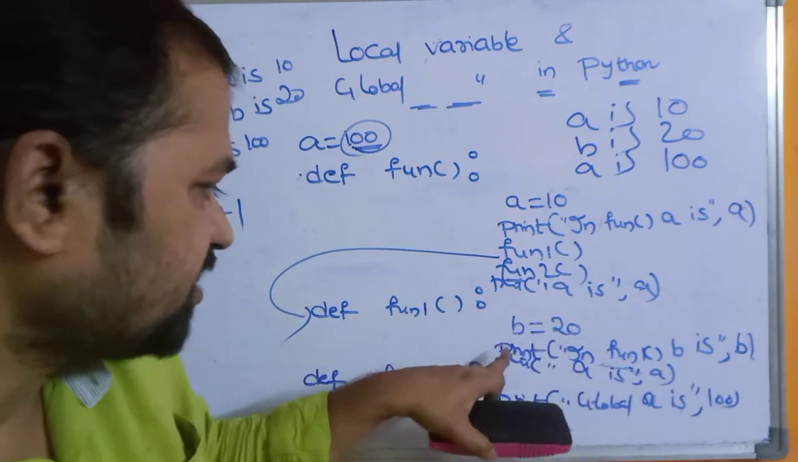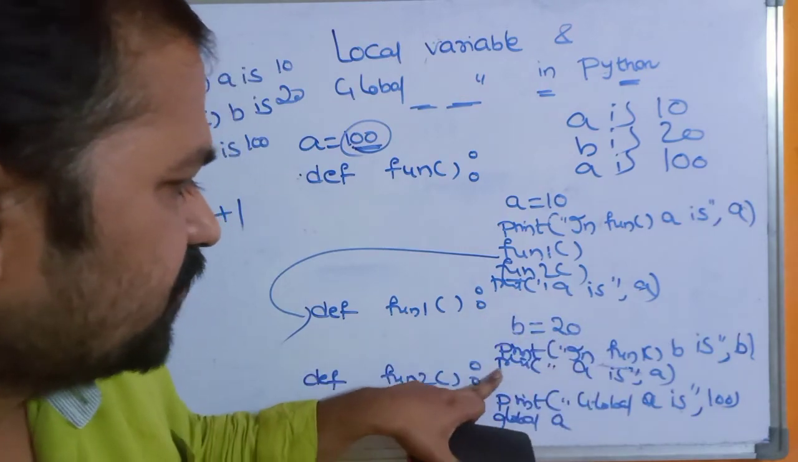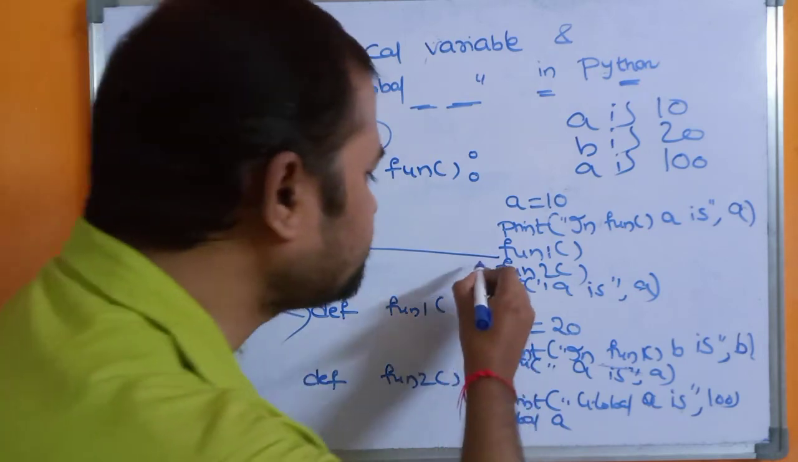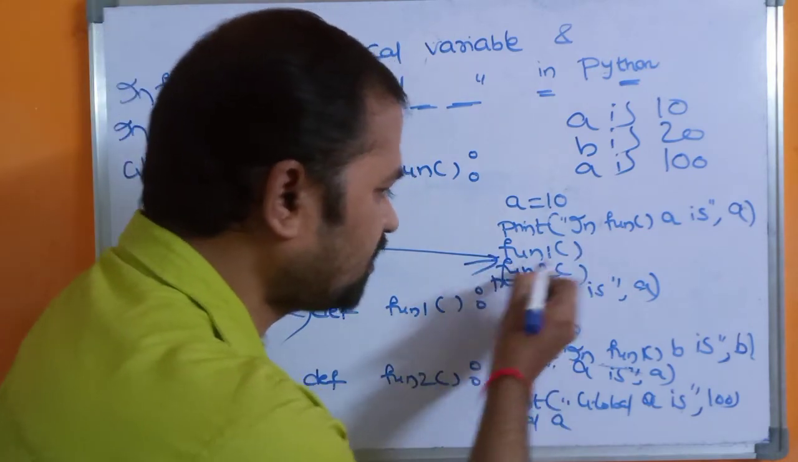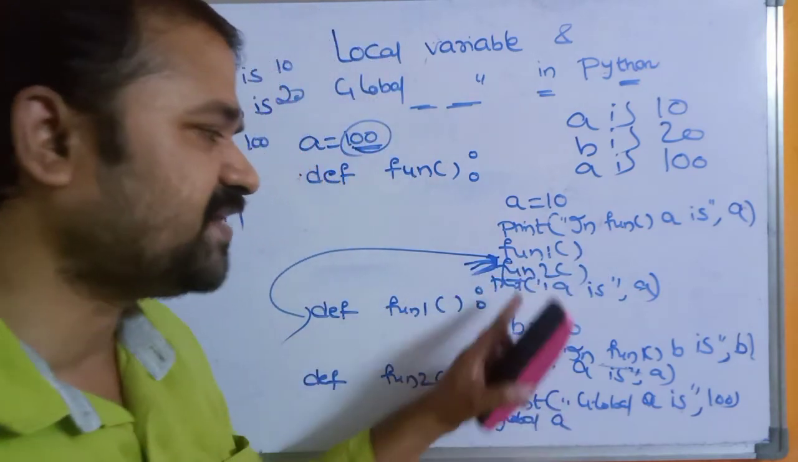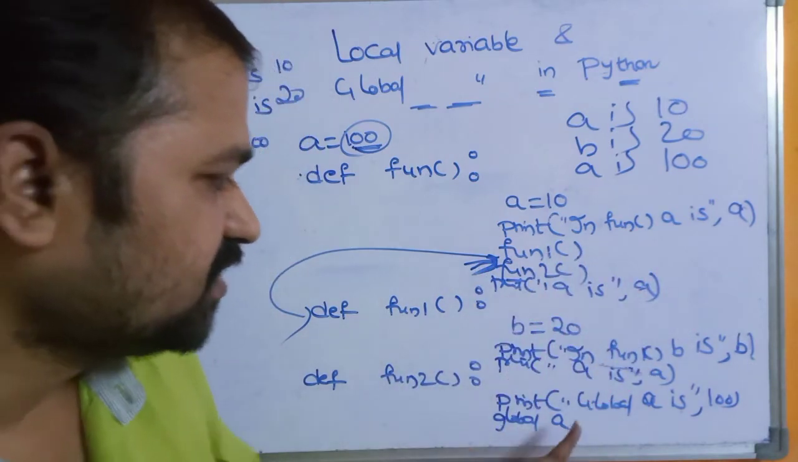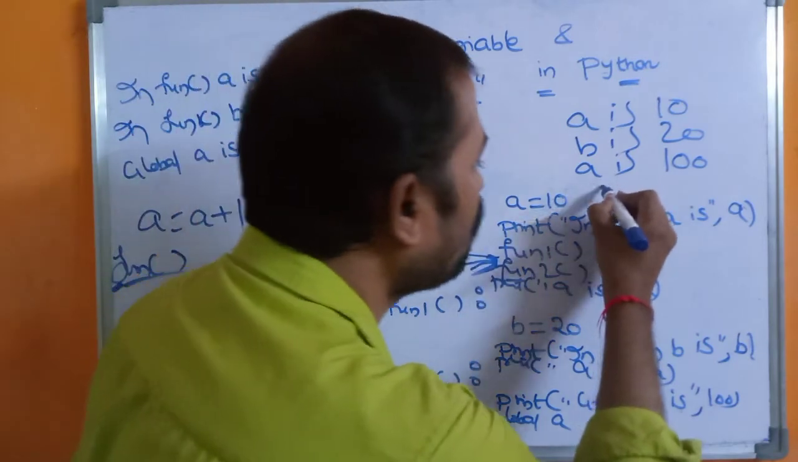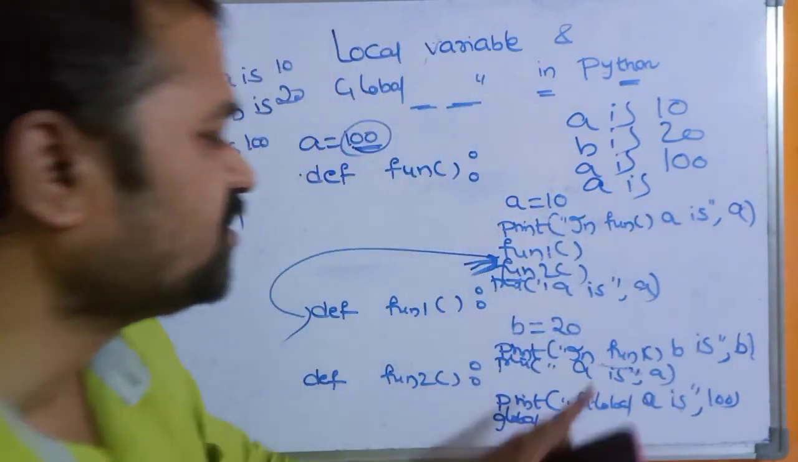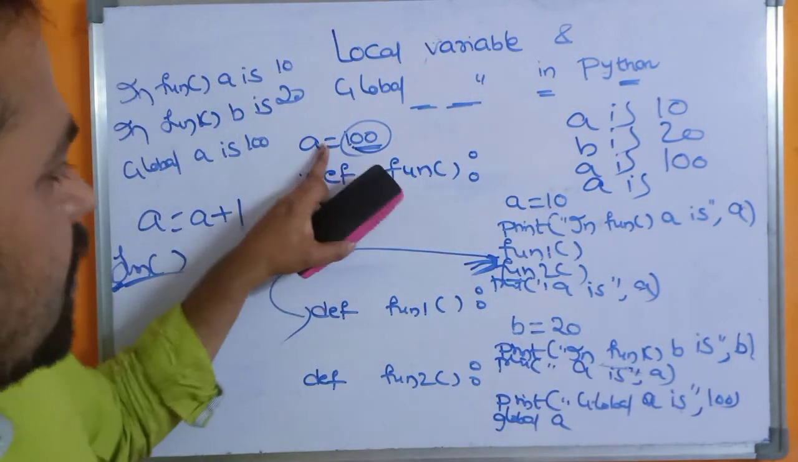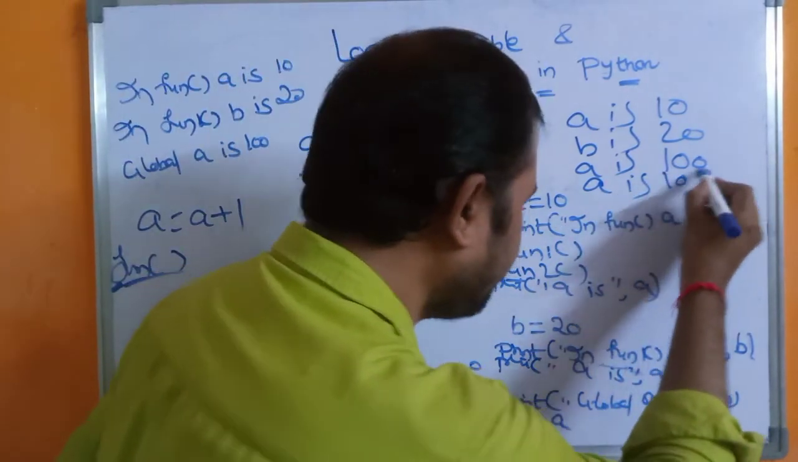So here this function call execution is over. So control goes to the next statement after the function call. So what is the next statement after the function call? fun2. So control goes to the fun2 function definition. Global a is, so what is a value? 100. So 100 will get printed.